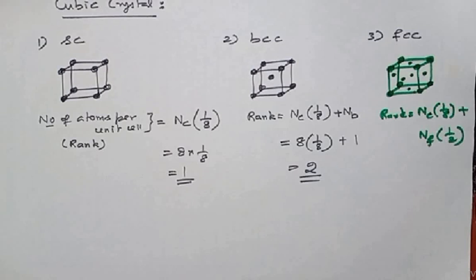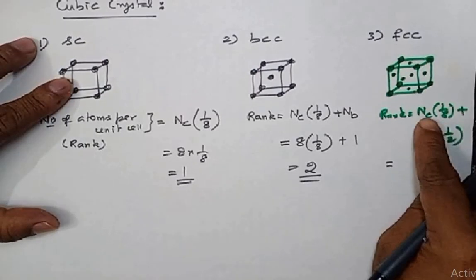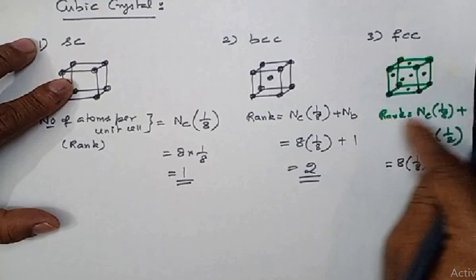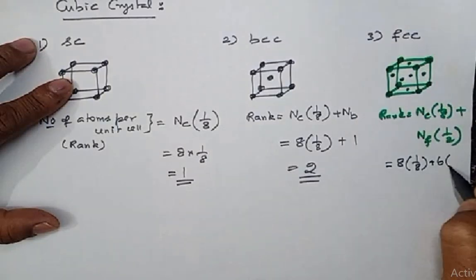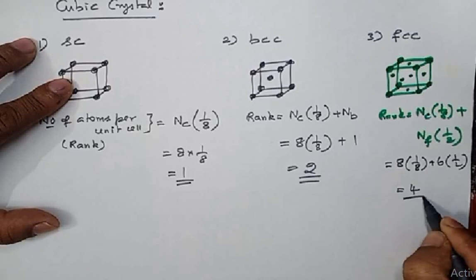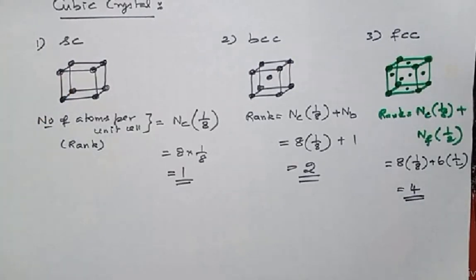Face center atoms are shared by 2 unit cells. So the contribution to 1 unit cell is 1 by 8. Therefore, number of corner atoms: 8 into 1 by 8. Number of face centers: totally 6 face center atoms are there, so 6 into 1 by 2. This is 3, this is 1. So you will get the answer as 4. Rank of face centered cubic unit cell is 4. Take note.